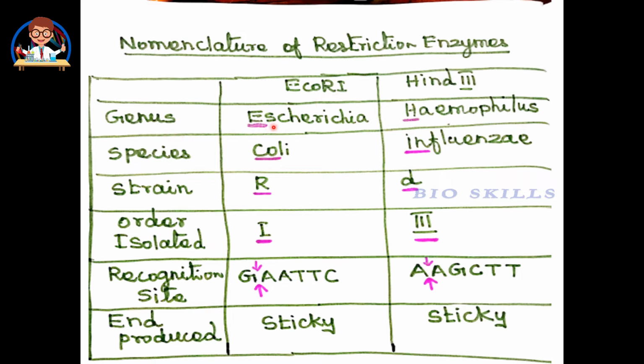EcoR1. Genus name is Escherichia. Species name is coli. Strain R. Order isolated, first order. Recognition sequence or recognition site GAATTC. End produced is sticky end. HindIII. Haemophilus influenzae. Strain is D. Order isolated 3. Recognition site AAGCTT. It produces sticky ends.